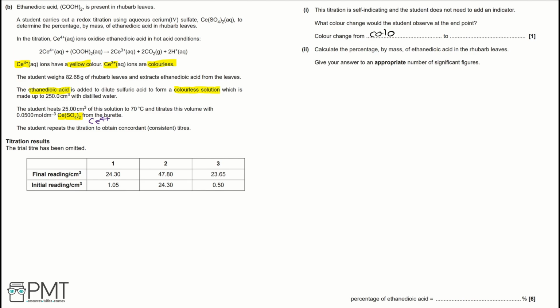Now, where a lot of people fell short on this question is they looked at the Ce4+ ion going to the Ce3+ ion, so yellow to colourless, but that's not what we're looking at.